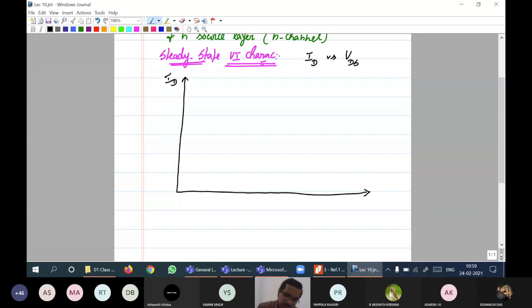For various values of gate source voltage, because gate is the control terminal and MOSFET is a voltage controlled majority carrier device, we need to plot ID versus VDS for various values of VGS. Now the plot is going to be like this.